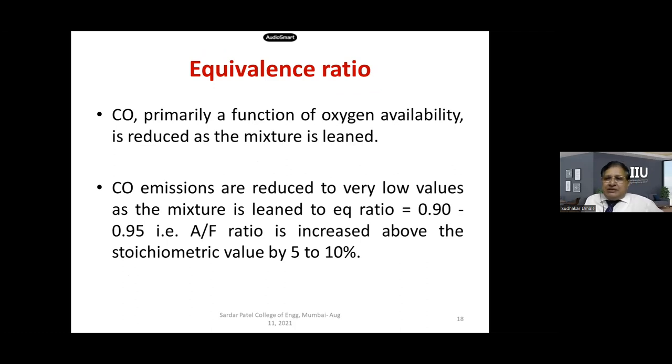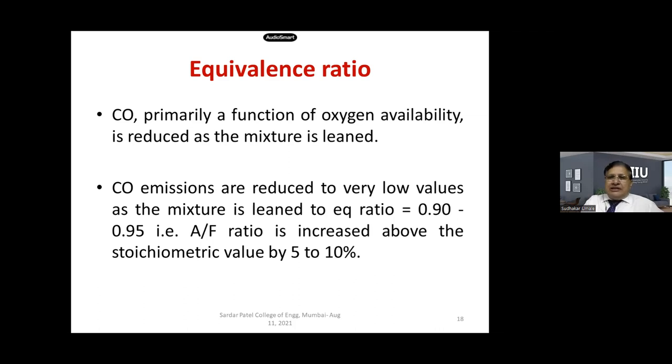I will come to the very important parameter, called the equivalence ratio. This equivalence ratio is the ratio of two quantities, the actual air fuel ratio used and the theoretical air fuel ratio used. According to this equivalence ratio, there is a formation of emissions. The first is carbon monoxide, that is CO, primarily a function of oxygen availability, which is reduced as the mixture is lean. CO emissions are reduced to very low values as the mixture is leaned to an equivalence ratio of 0.9 to 0.95. That is, the air fuel ratio is increased above the stoichiometric value by 5 to 10%.